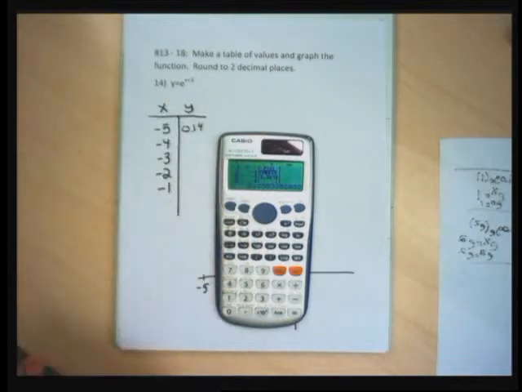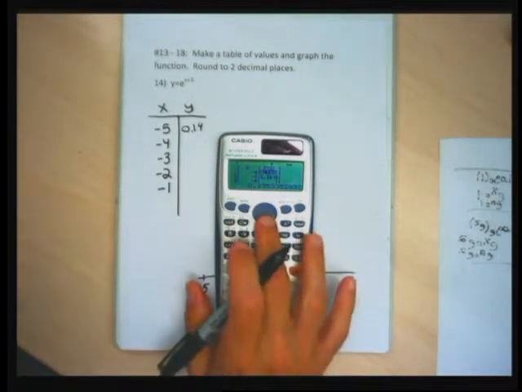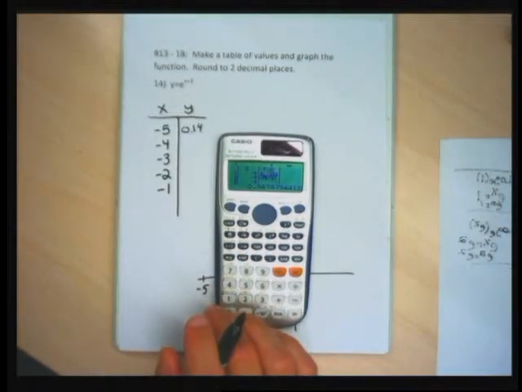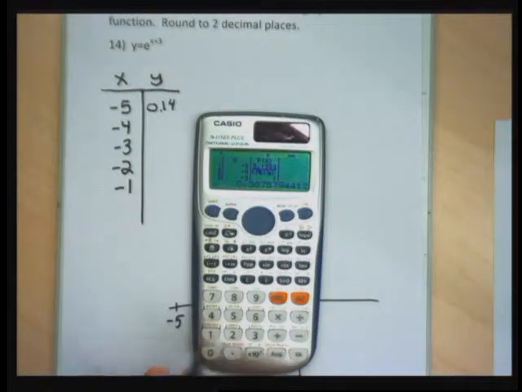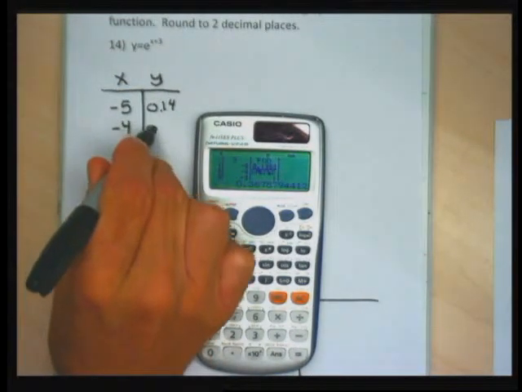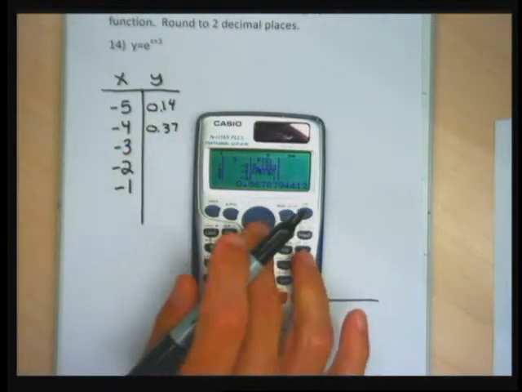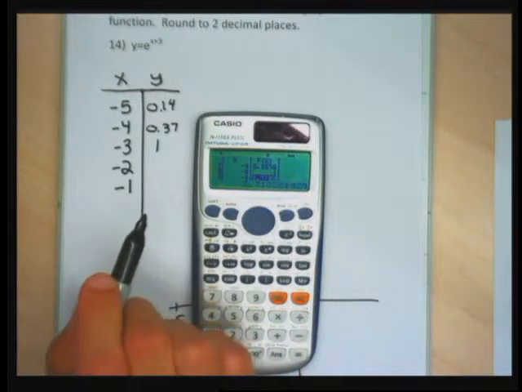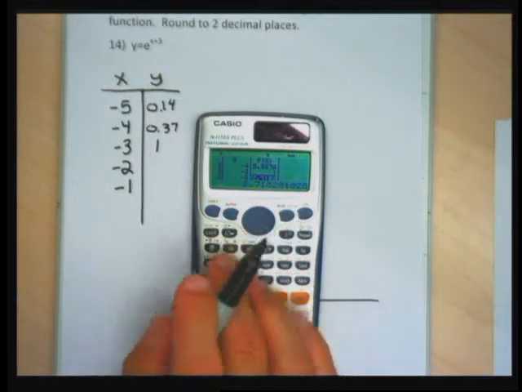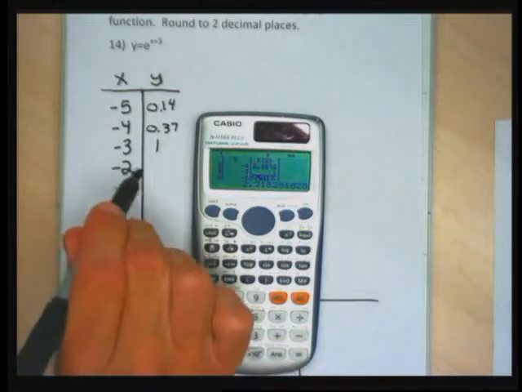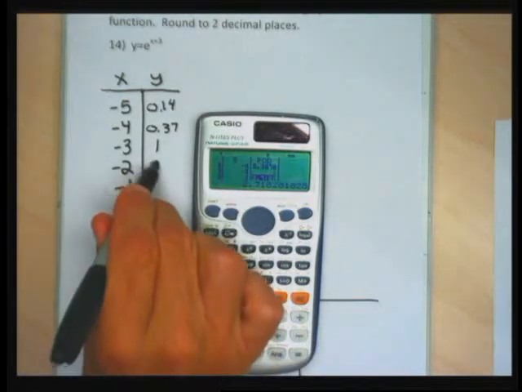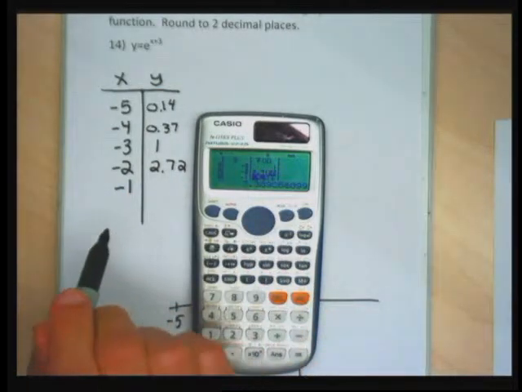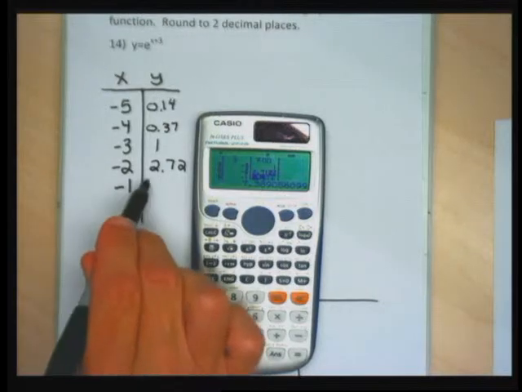Next is 0.1353, and then that I'm going to round to 0.37. Probably rounding to 1 decimal would have been more than enough, but 0.367 I'm going to round to 0.37. And then I get the point negative 3, positive 1. It's not a parabola, so I'm not going to get the same y's. Then 2.718, which I'm going to write as 2.72. And then the last one, 7.39 I'm going to write.